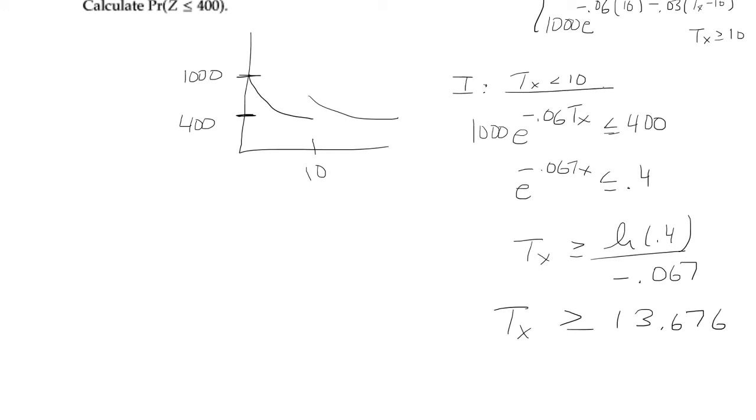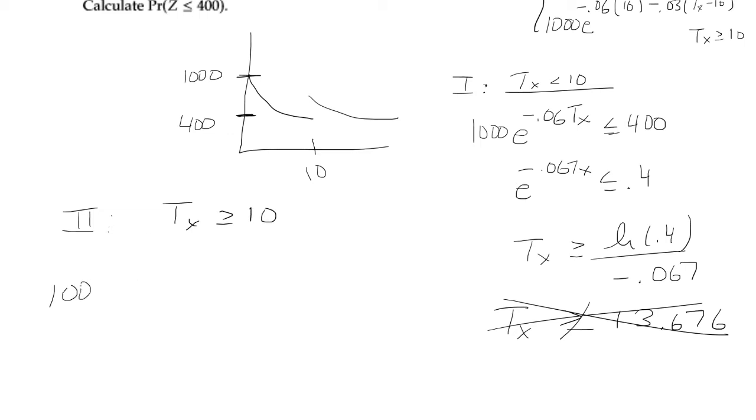So clearly, that is not in our restriction here. We want Tx to be less than 10, but we found it to be greater than 10. So this doesn't make sense. So between 0 and 10, the present value will never be less than or equal to 400. So now we have to consider case 2: Tx is greater than or equal to 10.